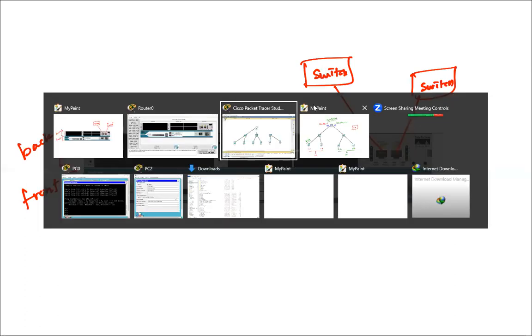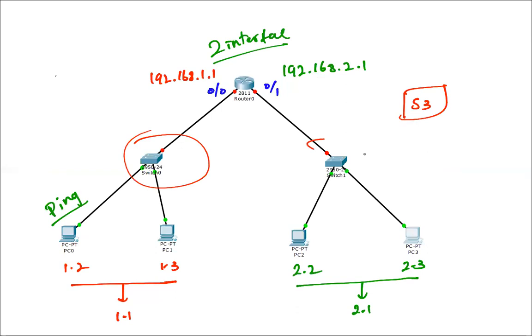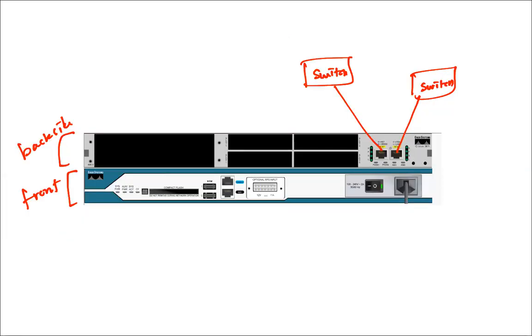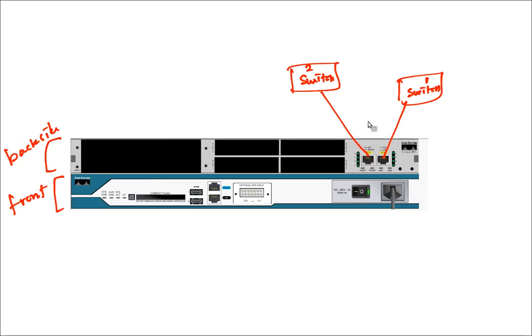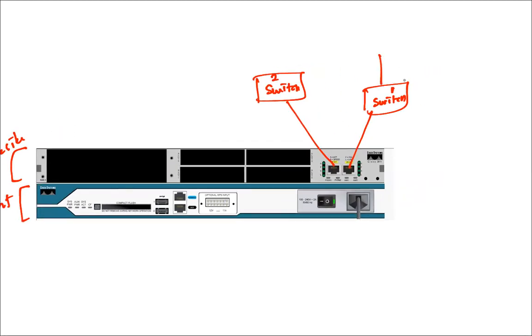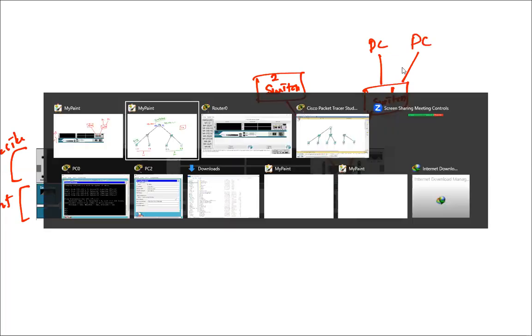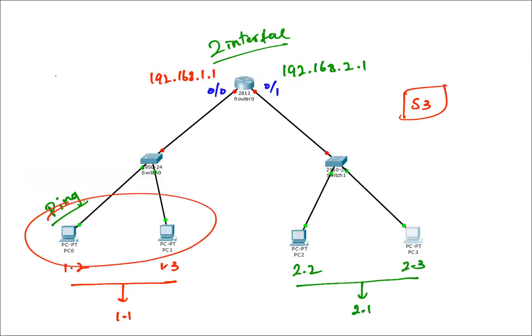Can you see, this is a logical diagram? This is how the diagram looks in a topology. But physically, this interface of the router is connected to switch one, and this interface of the router is connected to switch two. Here, the PCs are already connected. These are the PCs connected to switch one. That is what I'm just writing over here.